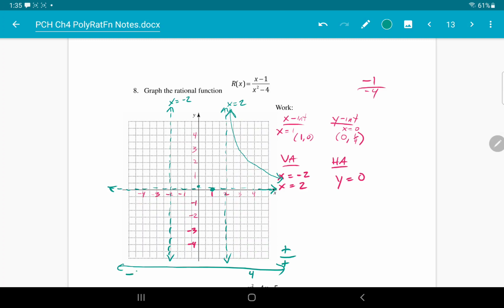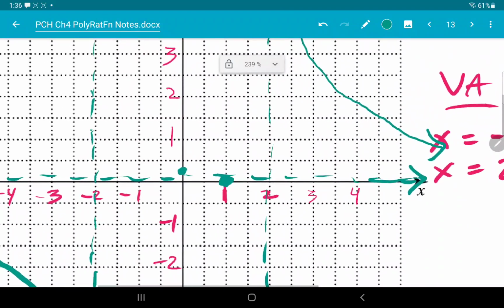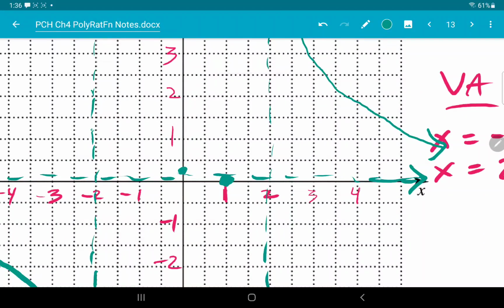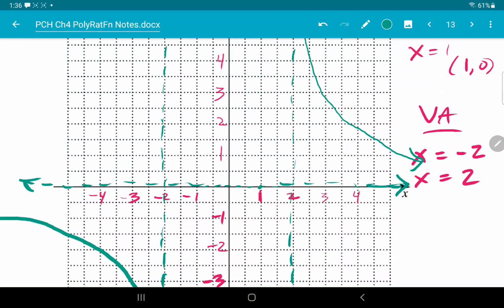Let's also test a value like negative 4. Negative 4 minus 1, that is negative. Negative 4 squared, 16 minus 4 is positive. So everything here will be negative. So we'll be over here, going towards those asymptotes. And then it looks like I didn't really draw that very well, but let me do it again. You can see there's a horizontal asymptote at the x-axis. Our intercept was at (1, 0), and then we had a y-intercept at (0, 1/4).